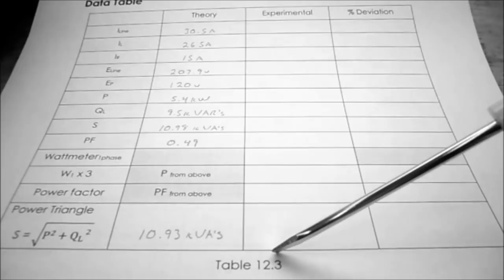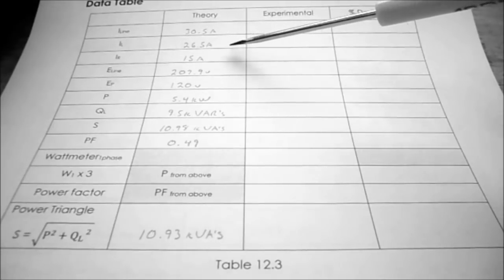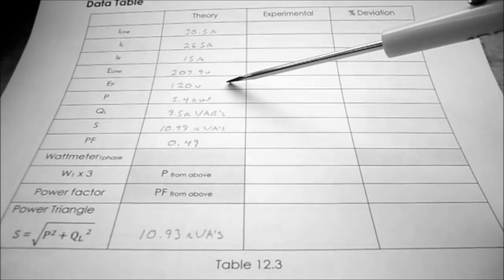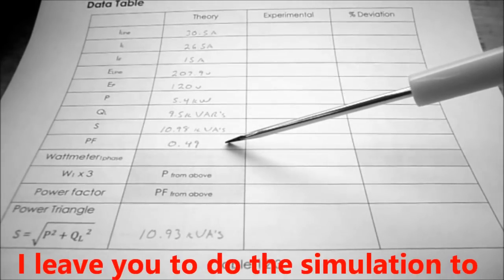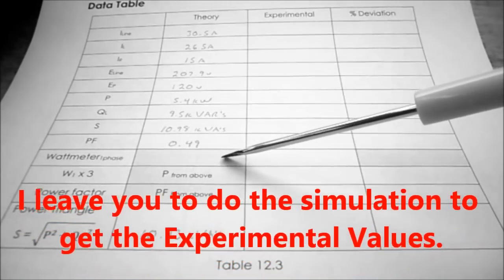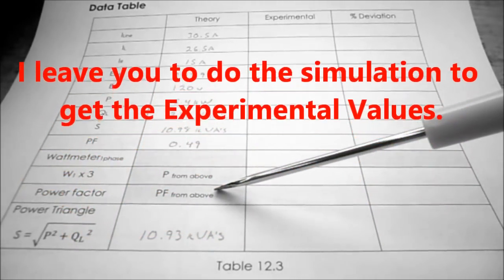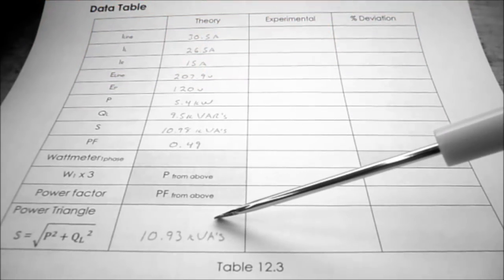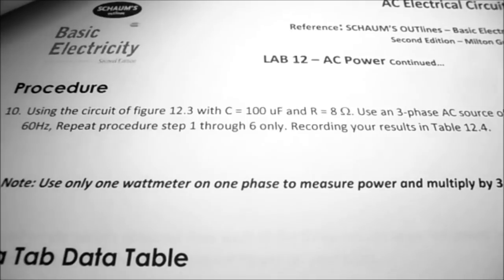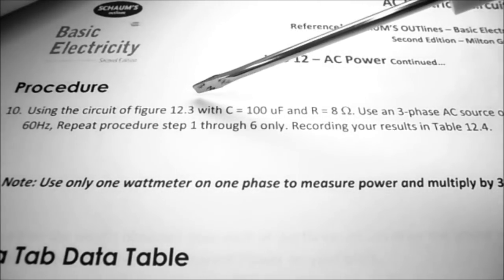So in table 12.3, I've entered all my calculations under theory for I line, IL, IR, E line, E phase, P, Q, S, power factor. We don't need to do a separate calculation for the watt meter or power factor. They're the same as above. And our power triangle.